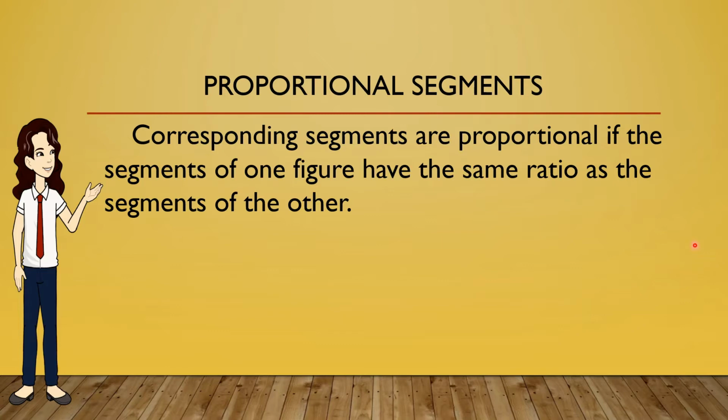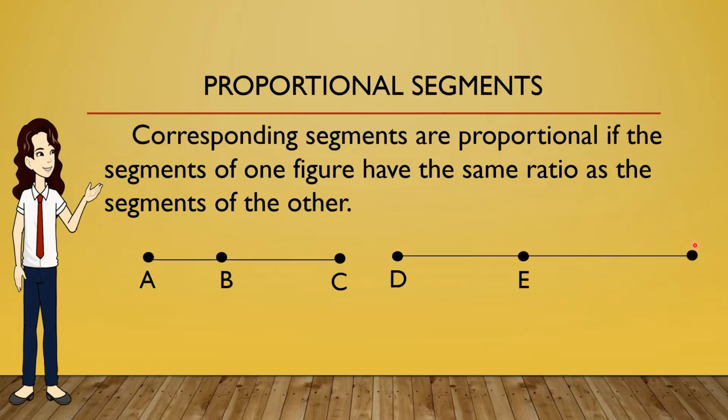segments of the other. So, for example, on this segment, we have point A, point B, point C in one segment. The other segment has point D, point E, and point F. So, the measure of segment AB is 2. The measure of segment BC is 3. The measure of segment DE is 12. And the measure of segment EF is 18.